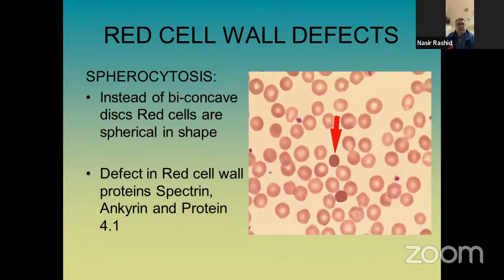To confirm, you can do something called the osmotic fragility test. I don't think you have that luxury in an infant who has severe jaundice, and you may be in a setup where there may not be an osmotic fragility test. But just putting that blood on a slide and looking under the microscope, you can see those spherical red blood cells. It is because of a defect in the red blood cell wall proteins spectrin and protein 4.1. So keep that in mind as one of your differential diagnoses if there is no ABO or Rh incompatibility as a reason for your jaundice.